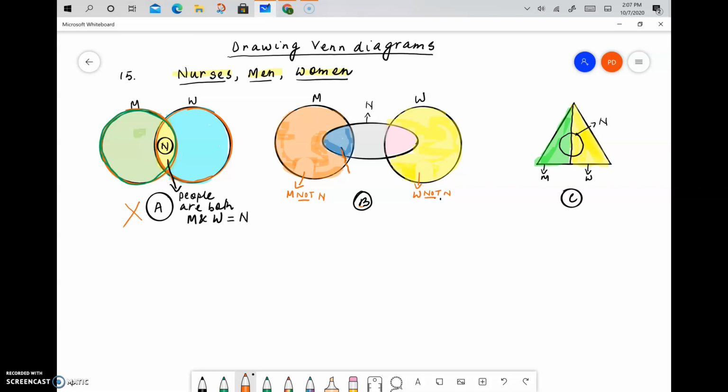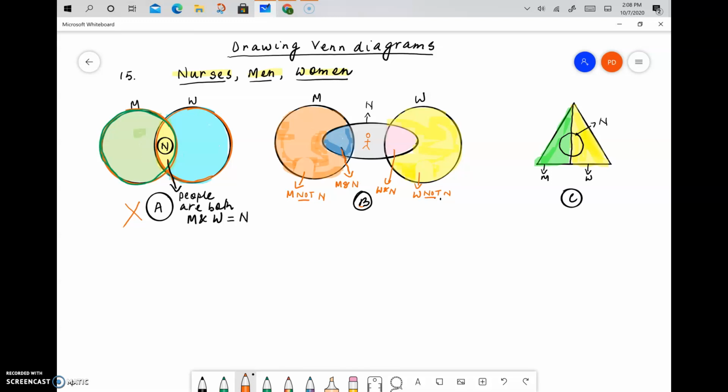So there are men who are not nurses. The blue region is people who are both, it's an overlap, so that would be men and nurses. So they are male nurses. That makes sense as well. The pink region is women and nurses because it sits in the overlap. So that is female nurses. And then there's this gray area. It's like a no man's land.